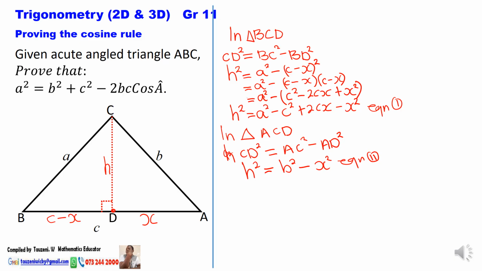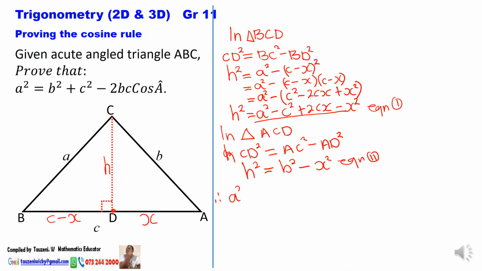Now from here, the first expression represents the value of h squared. The second one represents the value of h squared. So it means the value of h squared that we got from the previous calculation is equal to the second one.